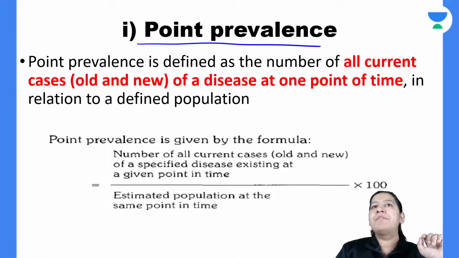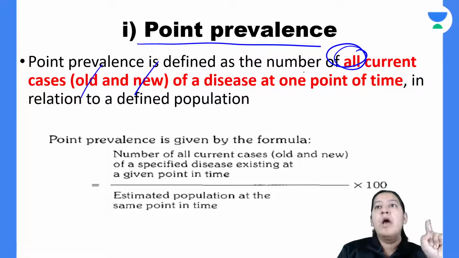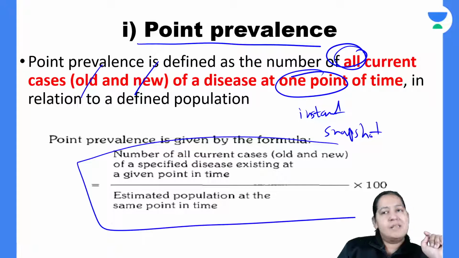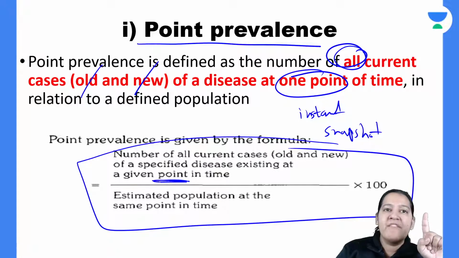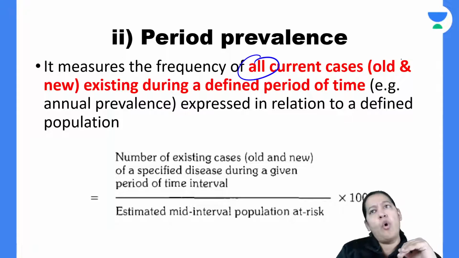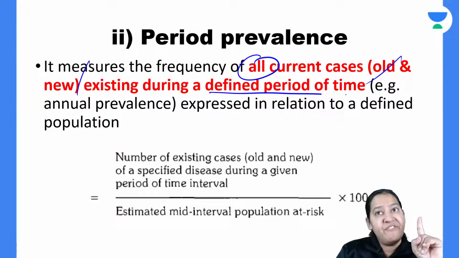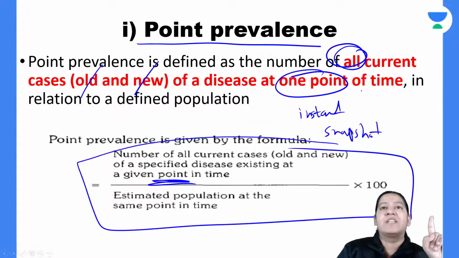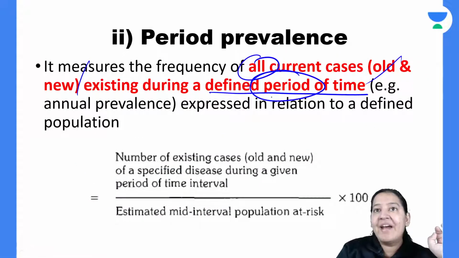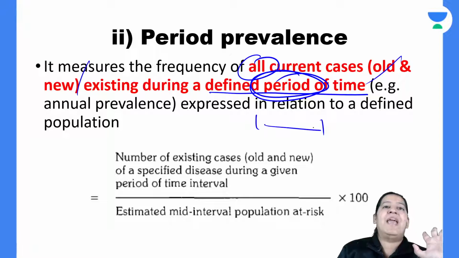So what is point prevalence? Point prevalence is all cases, of course new plus old, but at one point of time, that is at that instant. That is the snapshot. This is the same formula, only at a given point. And period prevalence is again all cases, old plus new, but during a defined period of time. It is not one point. It is one period. Period is between two time frames, A and B, right?